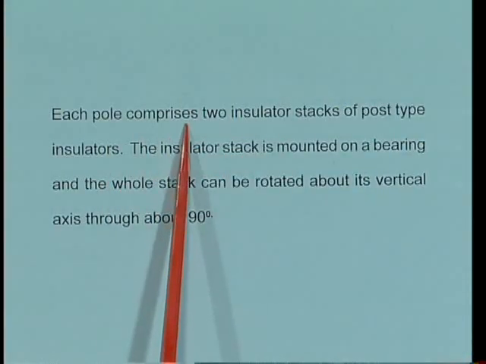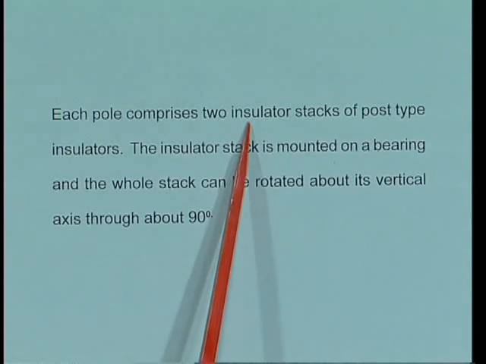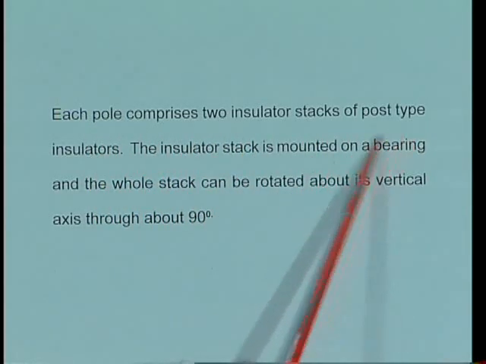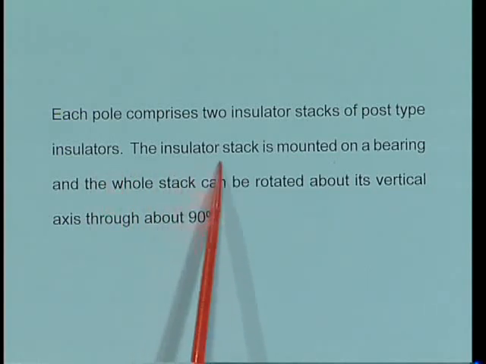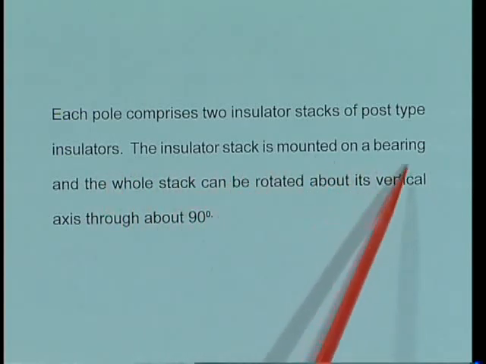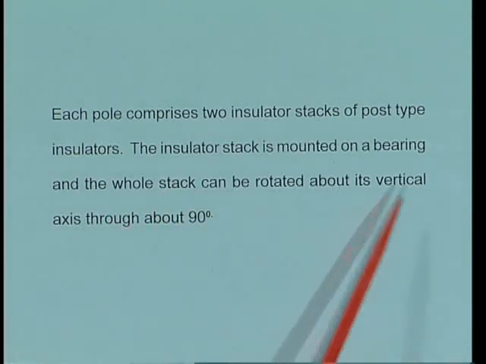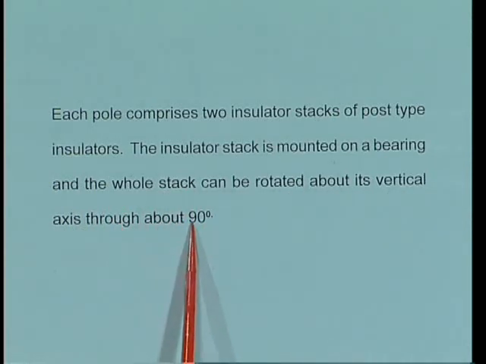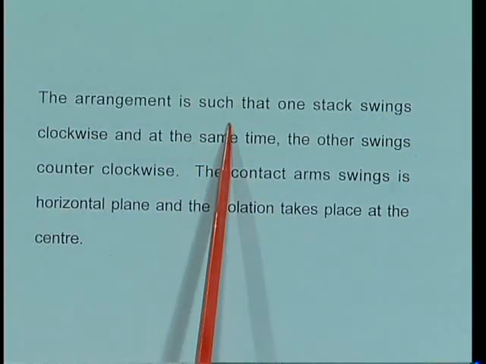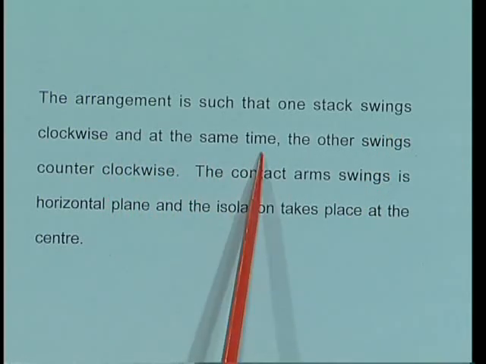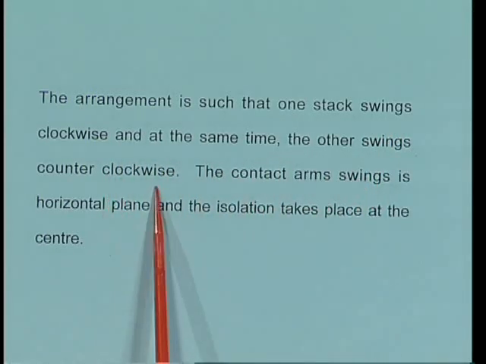Description about this: each pole comprises two insulators. As I showed in the figure, each pole comprises two insulator stacks of post type insulators. The insulator stack is mounted on a bearing and the whole stack can be rotated about its axis through about 90 degrees. The arrangement is such that one stack swings clockwise and at the same time the other swings counterclockwise.